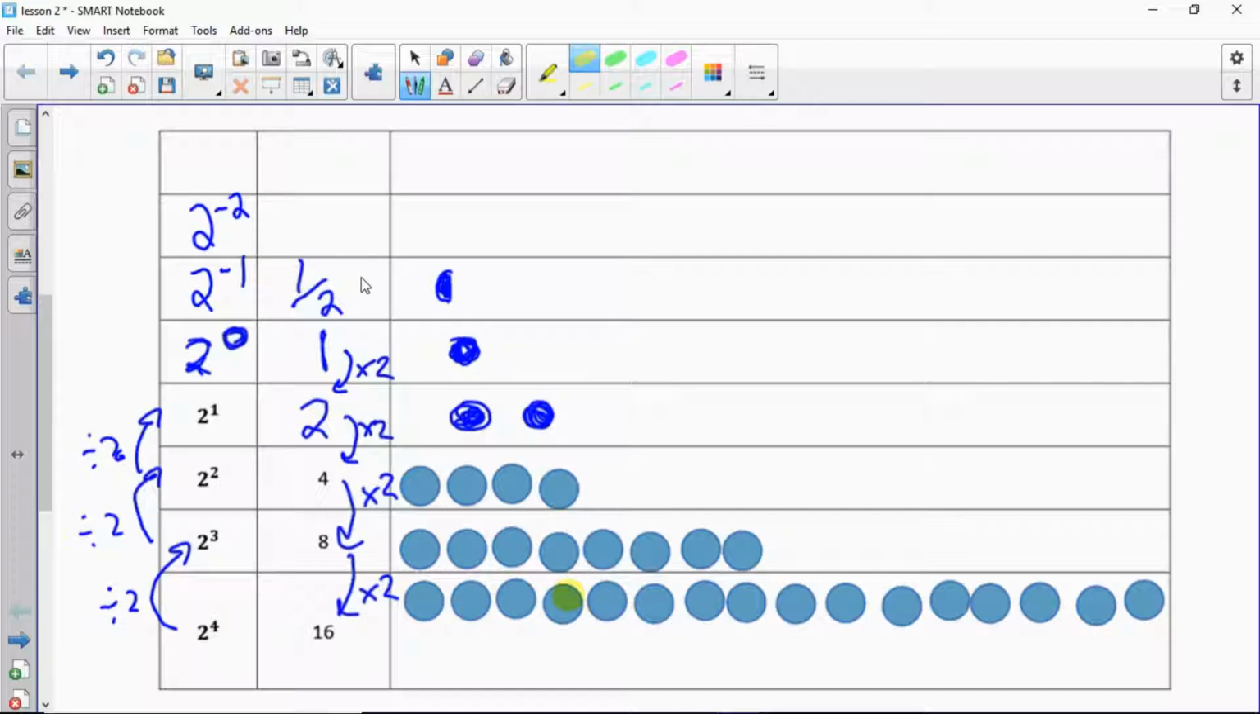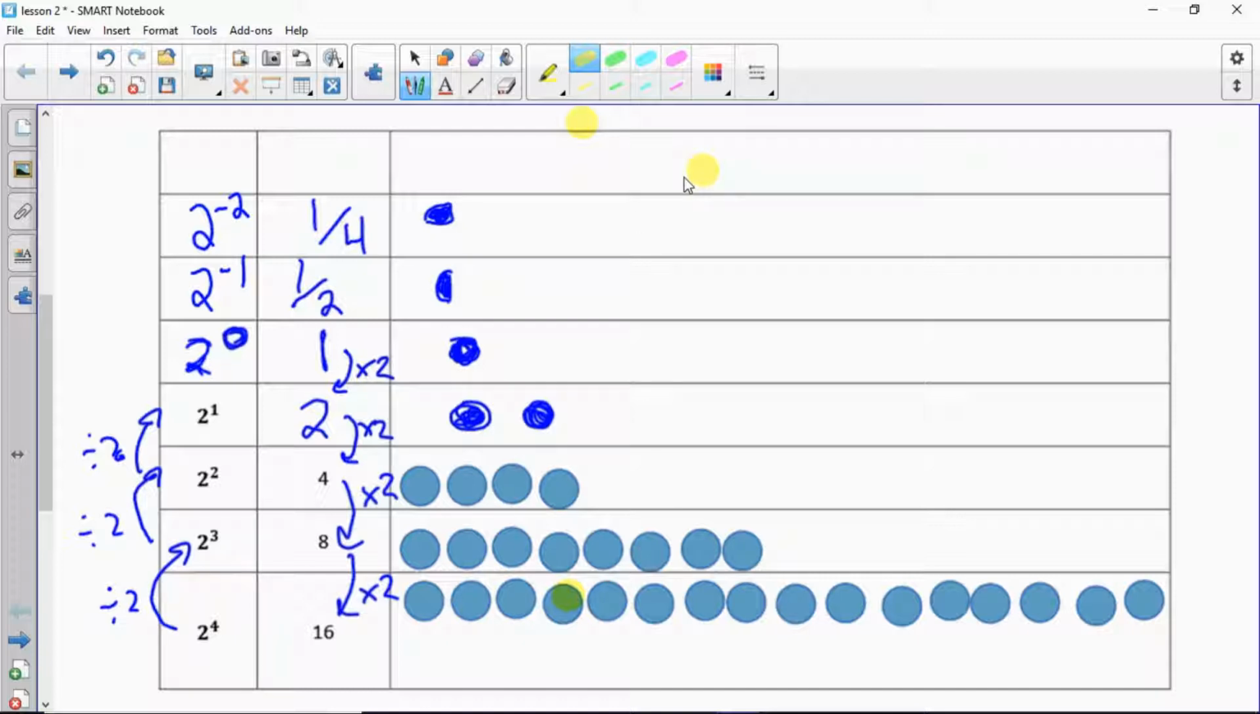Well, notice we're still doubling. A half doubled is 1. 1 doubled is 2. 2 doubled is 4. What do you double to get a half? Or what do you get when you divide a half by 2? You get a quarter. Now, I'm going to be hard-pressed to draw a quarter of a circle. Maybe something like that. I don't know. That's pretty terrible, but there you go.